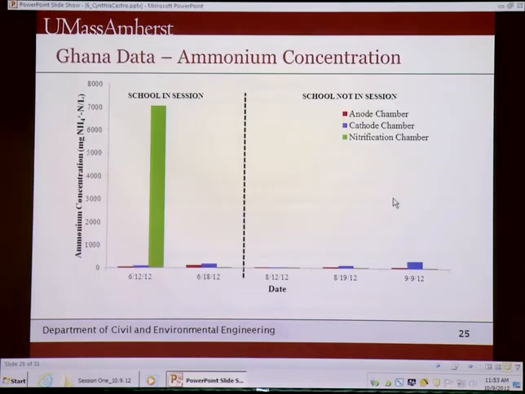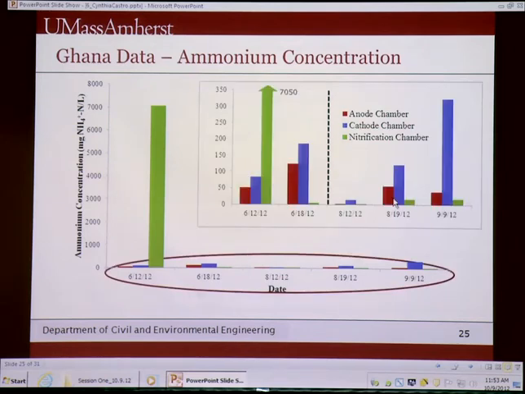So we have some preliminary data from Ghana, and this is the ammonia concentration. So we see initially, while school is in session, we have very high ammonia concentrations. And these values at the bottom are not insignificant, so we're gonna zoom in a little bit and see that in the nitrification chamber, there is ammonia, but it's very little. And we do see the same ammonia being accumulated in the cathode as well.